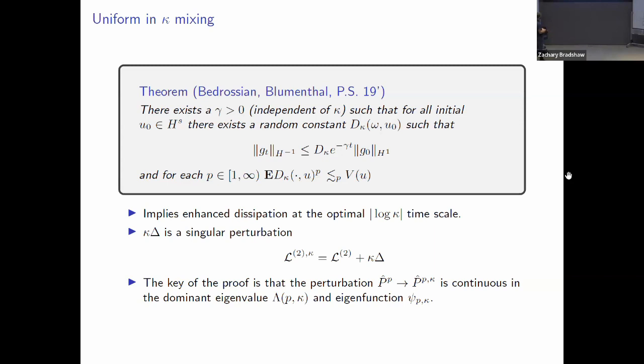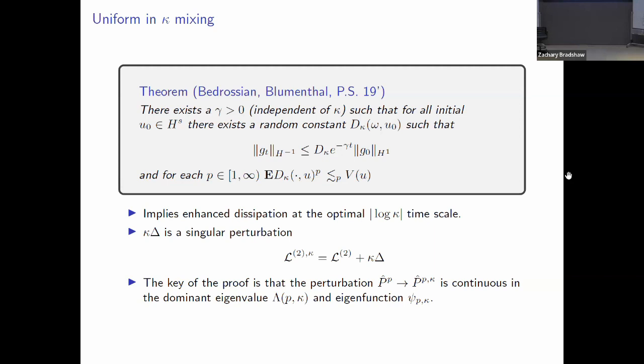And so the statement, which I won't linger on too much, is that we show that if you add diffusion to the problem, there exists a rate that doesn't depend on kappa, such that for all initial data, there's a random constant, which can theoretically depend on kappa, where you get decay like this. But the constant has moments that are independent of kappa. If you average it, you can't take p to infinity, but it has all moments bounded uniformly in kappa. And so this actually implies that the enhanced dissipation happens at an optimal log kappa timescale.